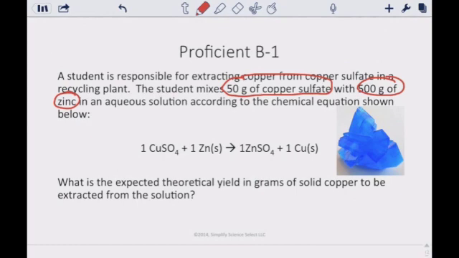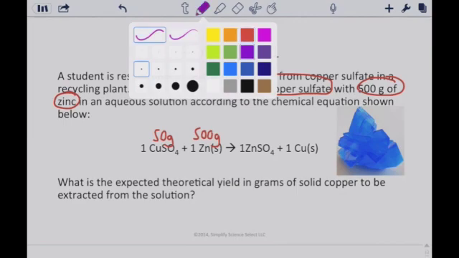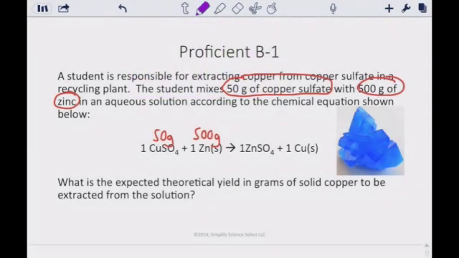The first thing we have to do is find out what the limiting reactant is. So when we're looking at it, we have 500 grams of zinc, and we have 50 grams of our copper sulfate. And so what we've got to do is find out how many reactions are actually produced. What's the limiting reactant? So when we do this, we do need the molar masses. So I'll do one of them in purple, and we'll start with the copper sulfate.